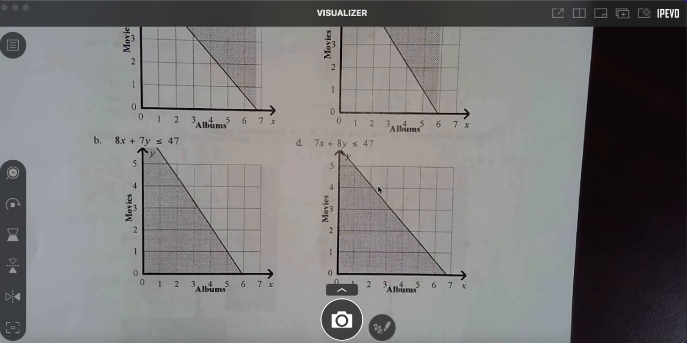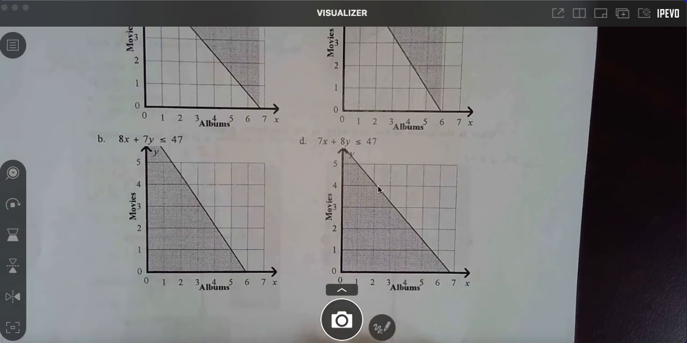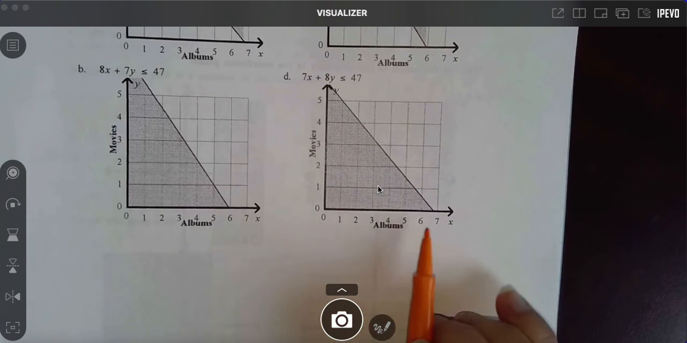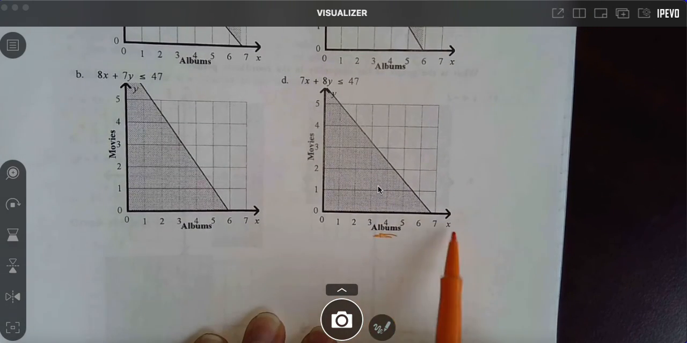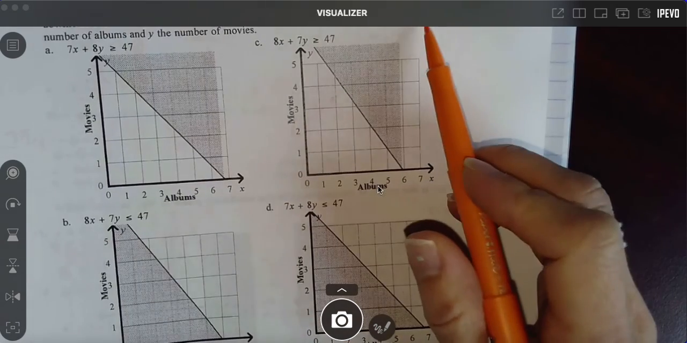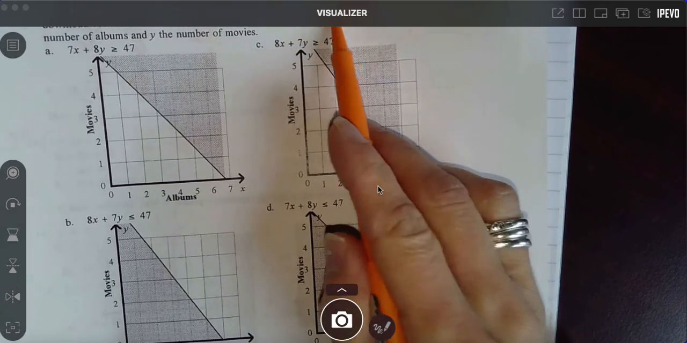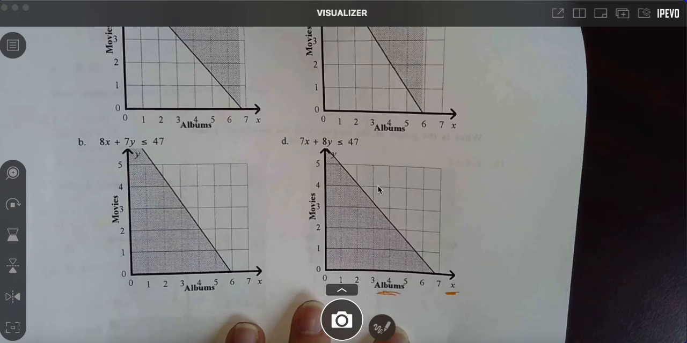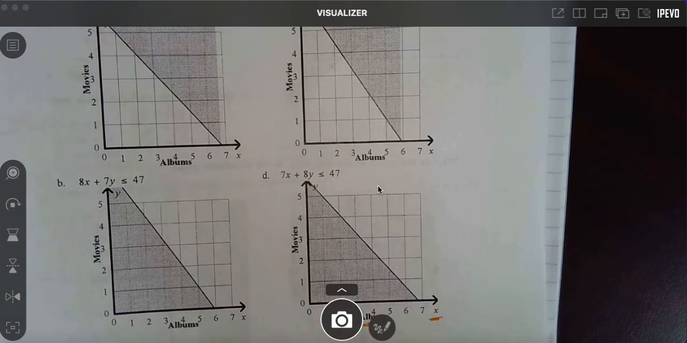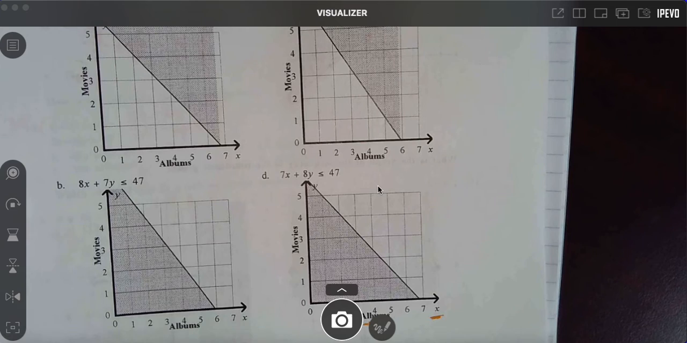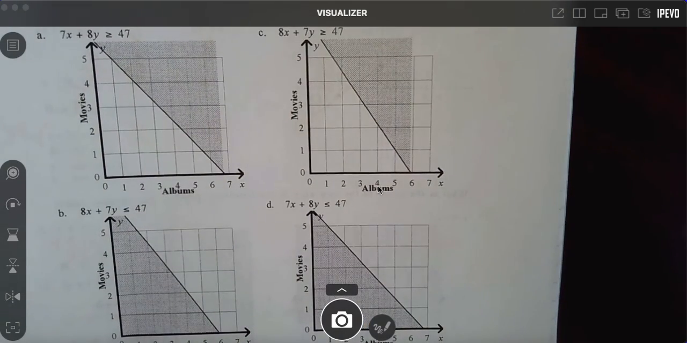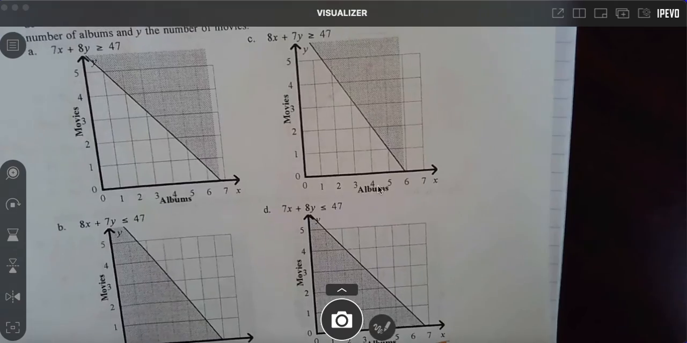That was my fault. How do I know? It says that albums are my what? Look right here. Albums are my x. So, what number must go with my x? 7. Album downloads must go with my x. 7x. That's how you know which one. Does that make sense, y'all? Just look at the problem. So it was 7x plus 8y less than or equal to 47. You don't have to understand. You just have to know how to write the equation.